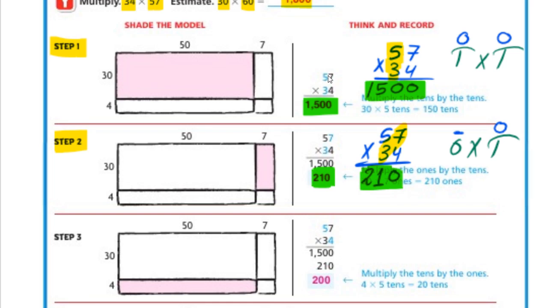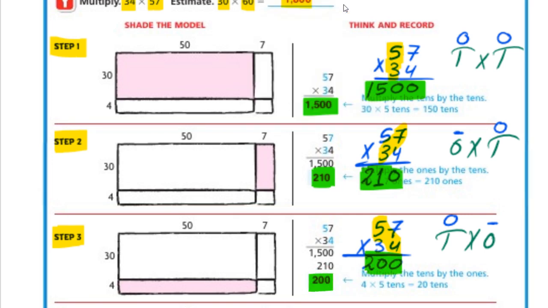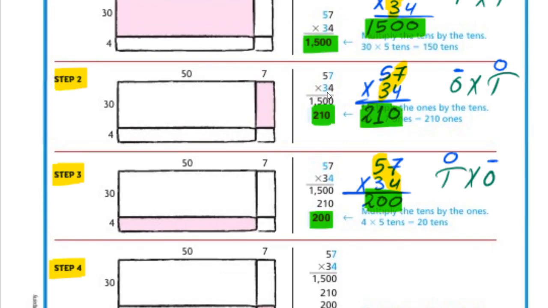Okay, what about the next step? Step number 3, you have to multiply tens by ones. Tens takes how many zeros? 10. And ones takes no zeros, right? So you have to put 10. And then 5 multiplied by 4 equals 20. So our answer here is 200. Let's write it here. Let's move to the next step.